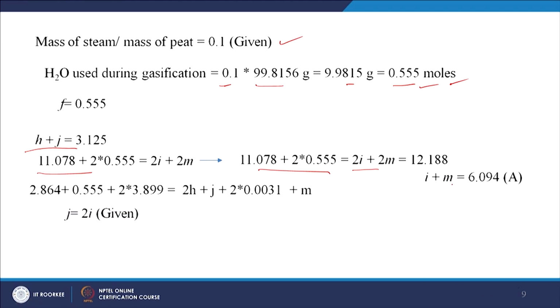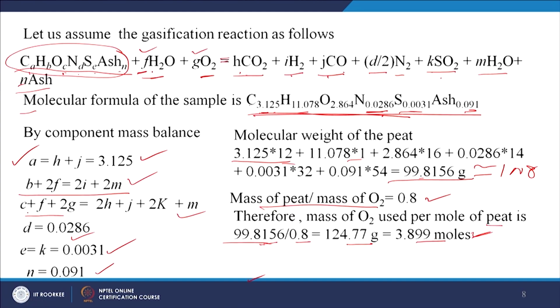So I plus M is coming 6.094. We are marking it as expression A. Then another expression we had, this one: C plus F plus 2G is equal to 2H plus J plus 2K plus M. We will use this formula now. We have got the value of C, F, and the value of H. We have got the value of C, F, and now we will try to get the other values.